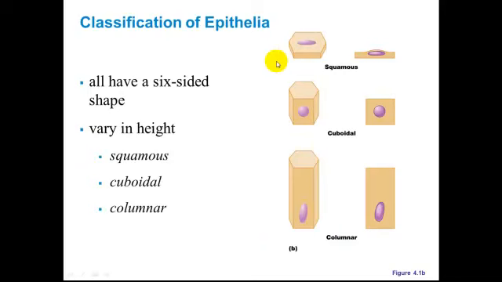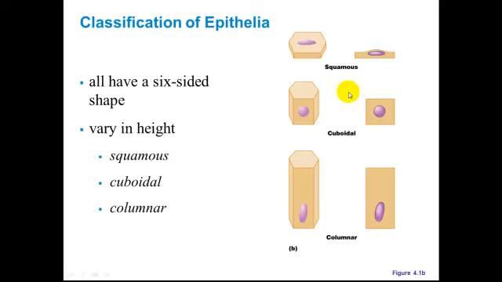The other way to classify epithelial tissues is based upon the cell shape that makes up the tissue. Now, all epithelial cells are hexagonal, so they have a 6-sided shape. When we look at them in cross-section, we will see they vary in height. So the squamous are kind of squashed looking or squat cells. The cuboidal, or cube-shaped, if we look at them in profile, are about as tall as they are wide. And then finally, the columnar are much taller than they are wide.